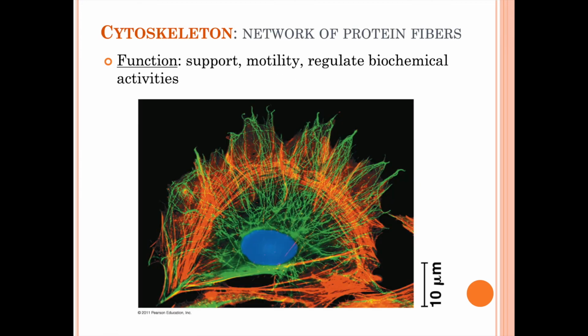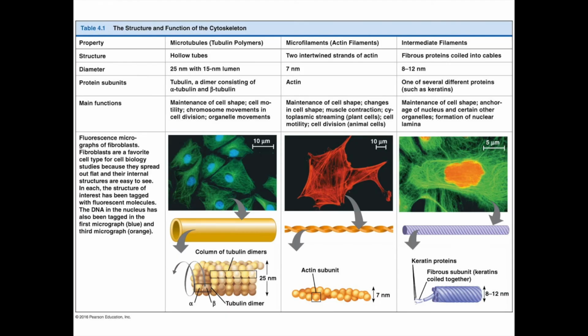Now, cells are held together with their own structure called the cytoskeleton, and it's a network of protein fibers that are found within the cell. And its function is to support the cell, give it some rigid structure, and motility. Some of these fibers will be able to contract to help cells move, and also move organelles within the cells. And these fibers also help to regulate biochemical activities.